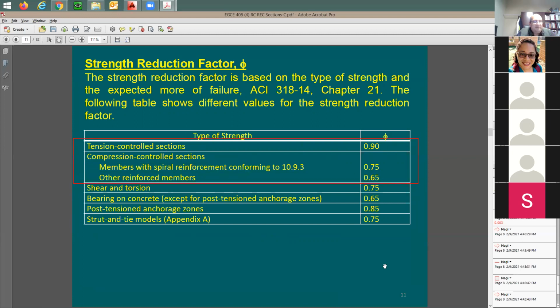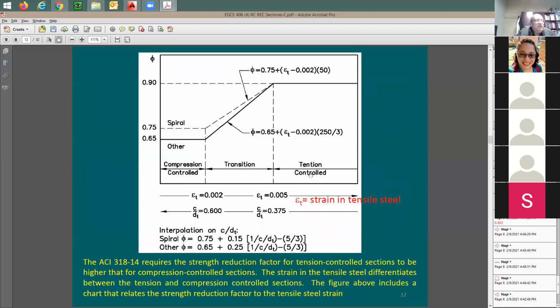This is going to be for beams and some columns. It depends on what. Why should I go with 0.9 or 0.65? It says here tension control, and here it says other reinforced members. So I'm going to go to this slide. This is the one that we started in the previous slide set, but we never finished it.